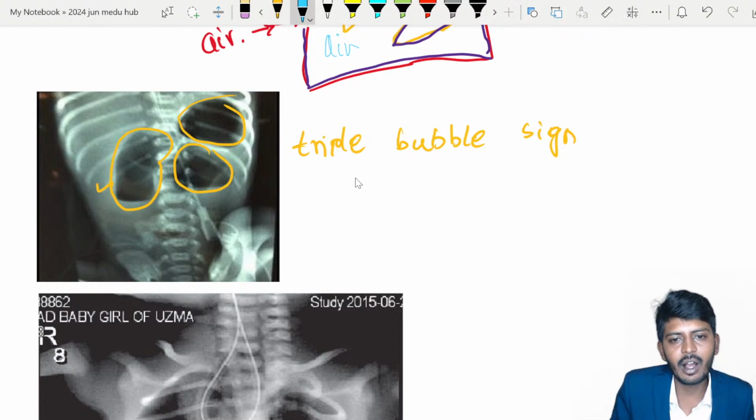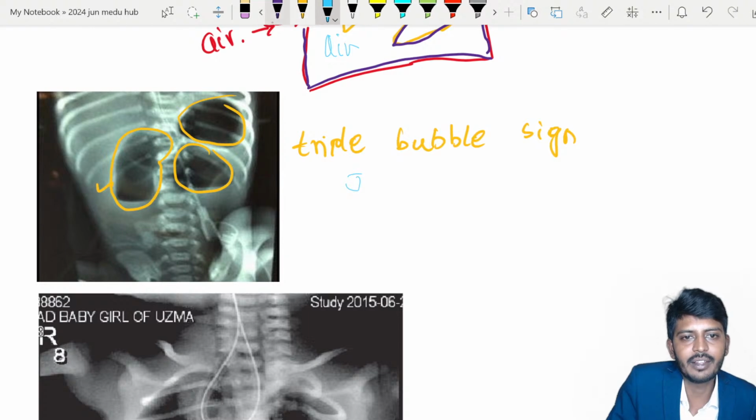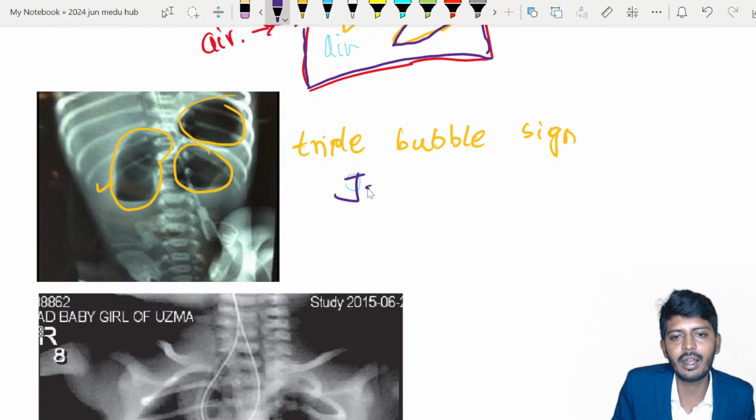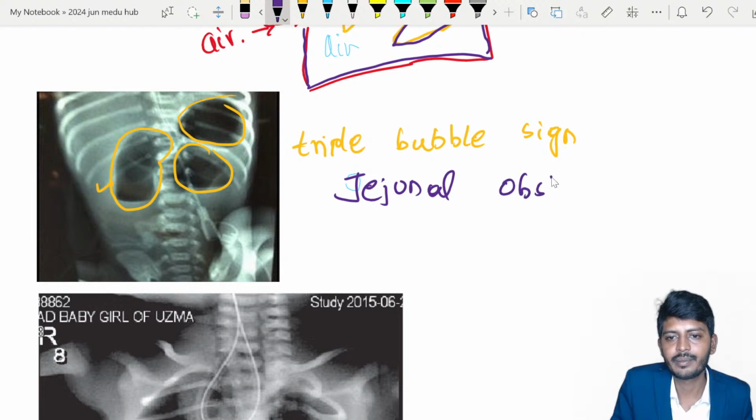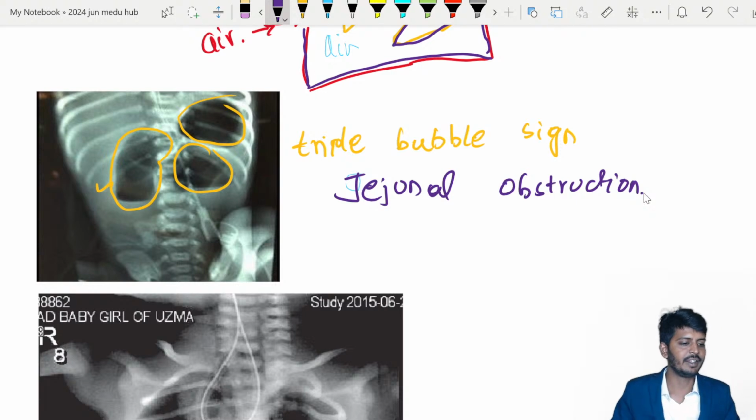So please understand, the triple bubble sign is suggestive of jejunal obstruction. Jejunal obstruction. Sir, how do you know it is jejunal obstruction?